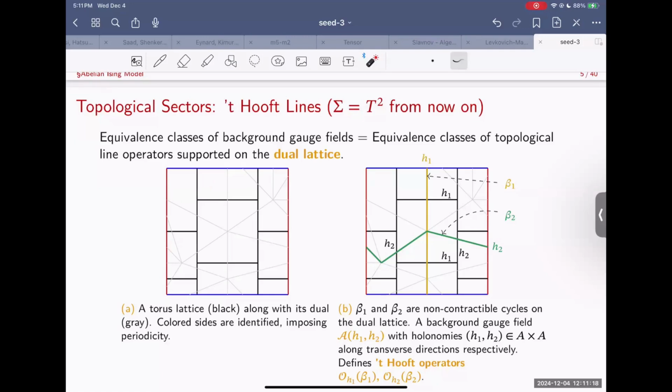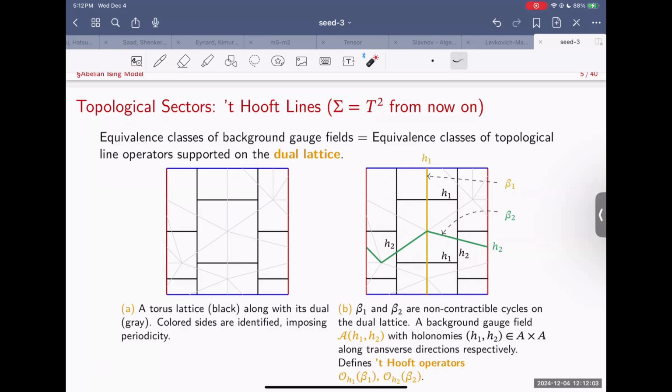Now, suppose I have a background connection, which is characterized by the fact that it has holonomies H1 and H2 in the 2 non-contractible cycles of the torus, where H1 and H2 are elements of A. Then I can simply label this edge with H1, this edge with H1, and this vertical edge with H2, and this vertical edge with H2. So, for example, if I want to go from here to here, I have to pass through this edge, which has H1, giving me the total holonomy of H1 in this direction. Similarly, if I take any path in the vertical direction, there will be one H2, giving me the holonomy H2.